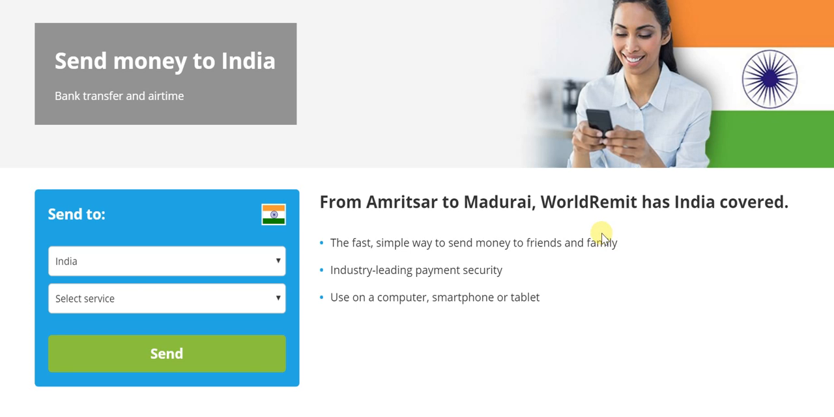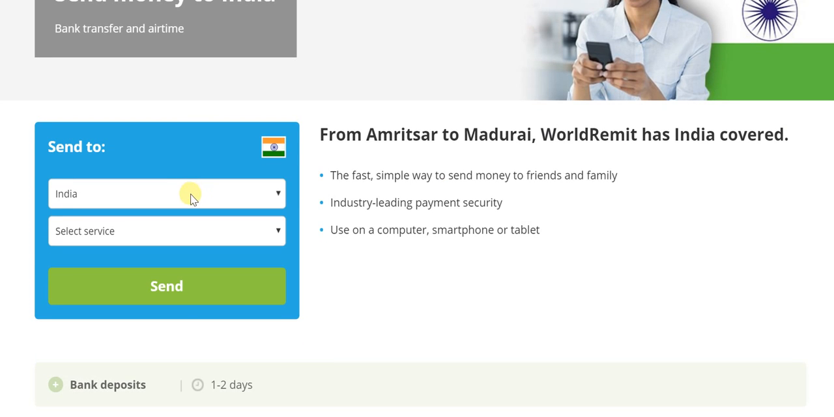And of course, WorldRemit is well and truly the fastest, simplest way to send money to friends and family with industry leading payment security, because this is quintessential. You cannot afford to be on a money transfer service or platform which is compromised when it comes to security. Further, it is very flexible, whereby whether it's a computer, smartphone, or tablet, it really does not matter. As long as you can connect online and get onto WorldRemit, you can easily go through the money transfer process yourself. Now, let's look at the steps.